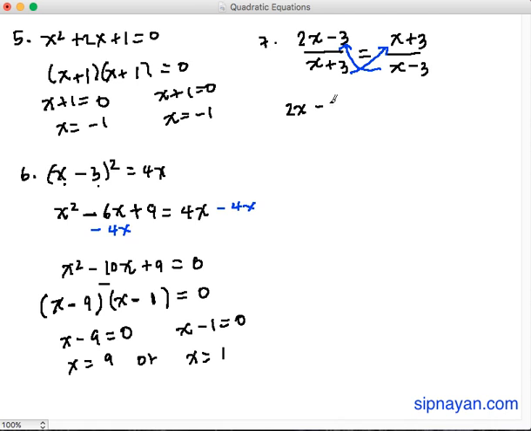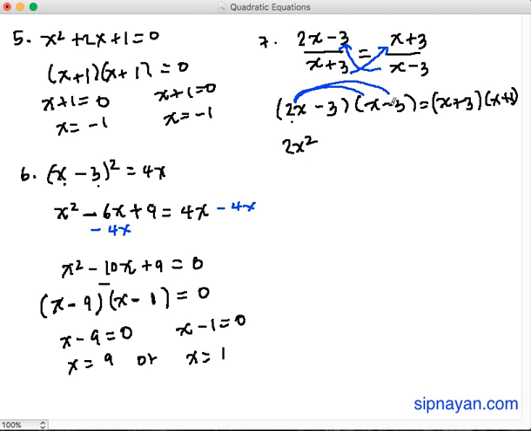So 2x minus 3 times x plus 3 is the same as x plus 3 times x plus 3. Okay, so gamitin natin yung distributive property na napag-aralan natin. We distribute 2x para maano natin, simplify ng ating, so 2x times x is 2x squared, and then we have the minus here, 2x squared minus 6x.